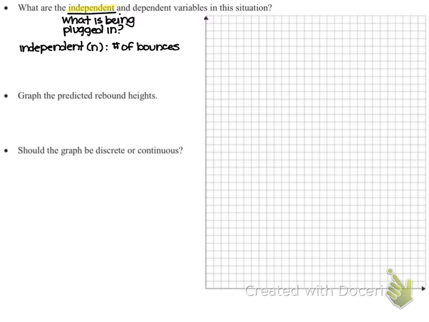The dependent variable is typically the output. Well, after the ball drops, we measure the height of it. So this is the height after the bounce.